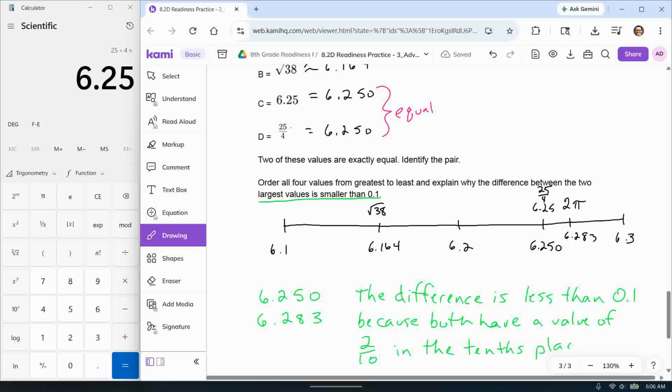So since they have the exact same tenths, any difference is going to be within the hundredths or the thousandths. And as you can see, the difference here comes in the hundredths place. But by definition, the hundredths place is going to be smaller than a tenth. If the difference was greater than a tenth, you would see the difference over here in the tenths place. But the difference is going to be in the thousandths place or the hundredths place because they have the exact same value, 2/10 in the tenths place.